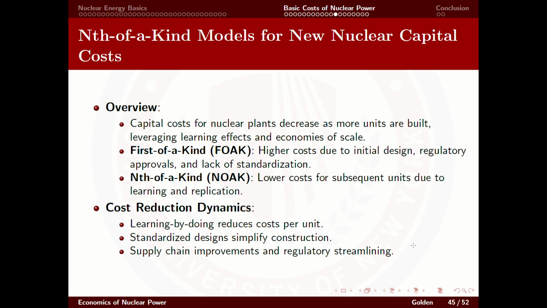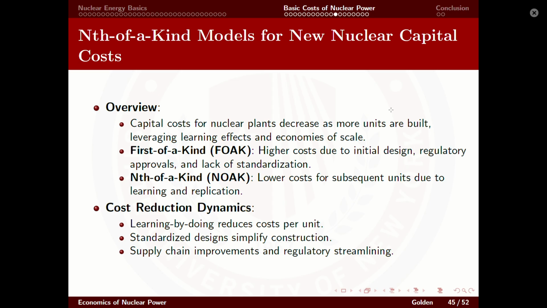And then you also have the ability for different technical factors to impact your cost analysis. So, Nth-of-a-kind models for new nuclear capital costs: capital costs for nuclear plants decrease as more units are built, leveraging learning effects and economies of scale.